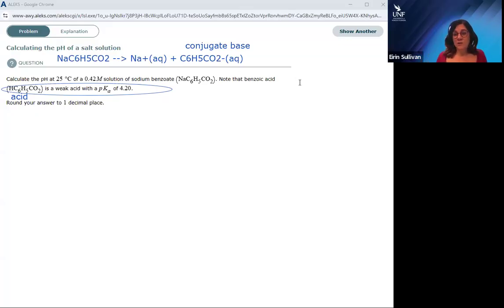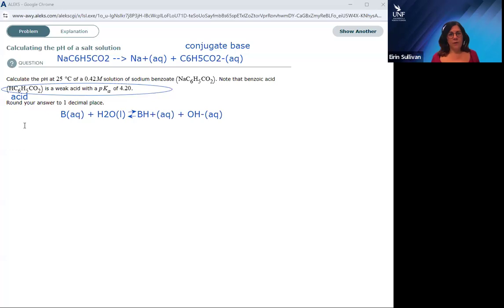So this conjugate base itself is going to react with water. It's going to act as a base. So what do bases do with water? Well, any weak base is going to react with water, and a base is a proton acceptor, so we're going to accept a proton and liberate hydroxide. So we know in order to get the pH of this solution, we are going to be solving for the concentration of hydroxide.